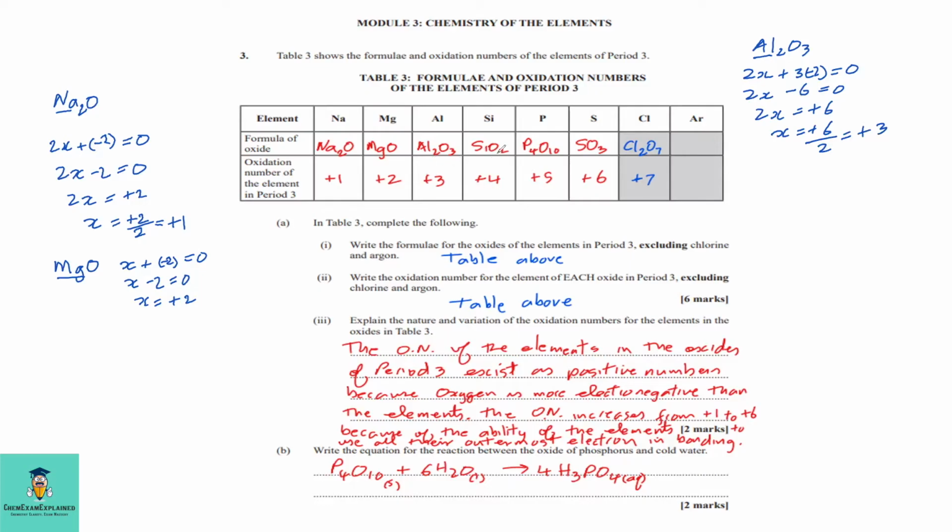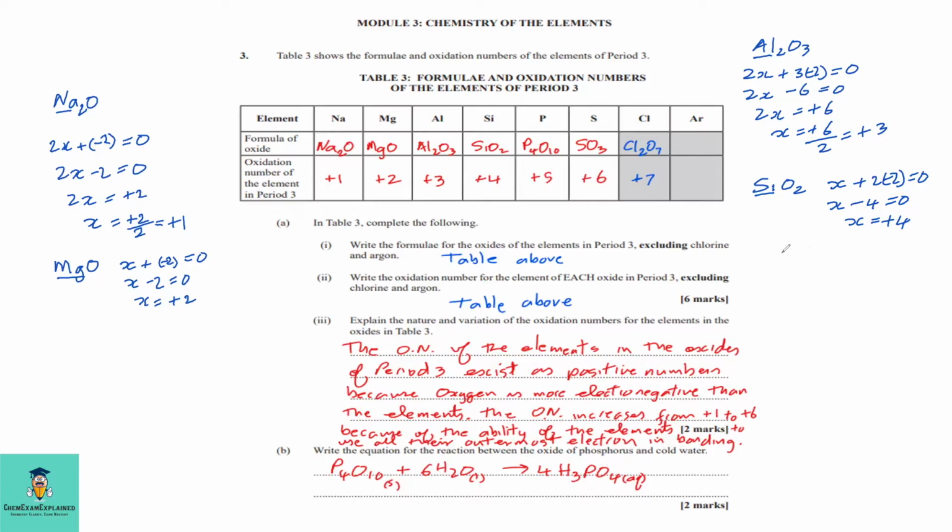For silica or silicon dioxide, it is SiO2. We're trying to find Si. So it's x plus 2 times -2 equals 0. x minus 4 equals 0. x is equal to plus 4. So the oxidation number of the element silicon is plus 4.